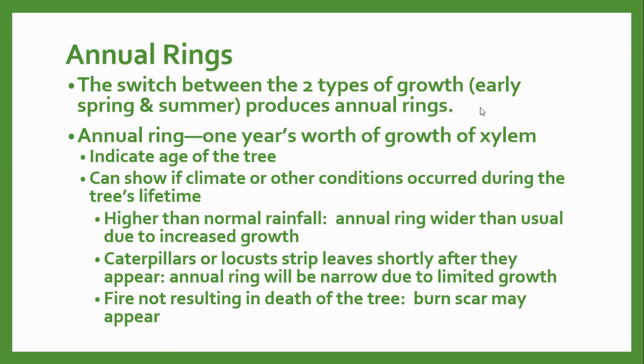So an annual ring is 1 year's worth of growth of xylem. It indicates the age of the tree. Each ring represents 1 year. It can show what climate and other conditions occurred during the tree's lifetime.